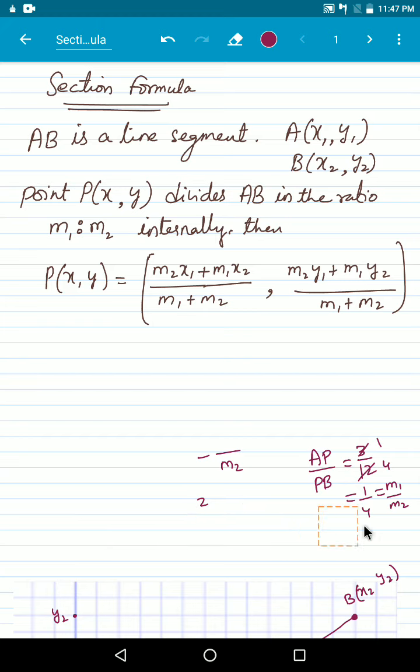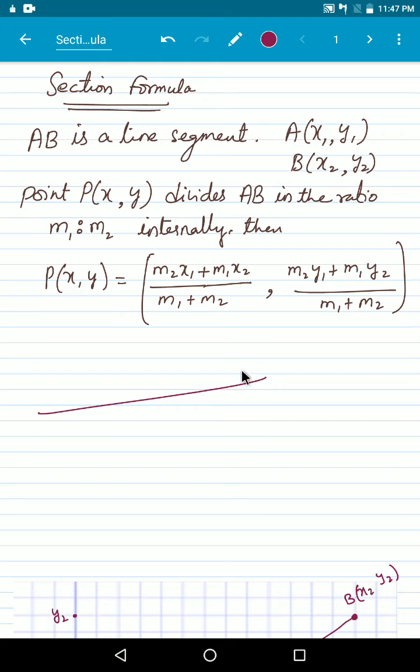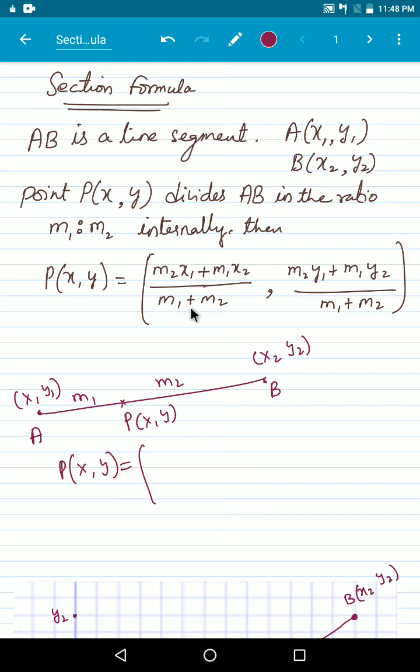Okay. And we will be asked to find the coordinates of P. Suppose this is point A and B, x1, y1, and this is x2, y2. Okay. And point P is dividing the line segment AB in the ratio m1 is to m2. And the coordinates of P are given by this formula, (m2 x1 plus m1 x2) divided by (m1 plus m2).